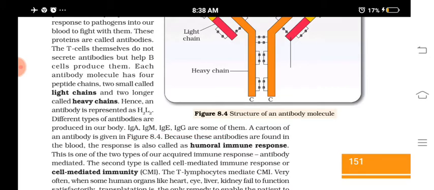Then these antibodies, as they are found in the blood, the response conferred by the antibodies is also known as what? Humoral immune response. So this is one kind of acquired immune response. What is that? Antibody mediated. So the acquired immune response is of two types again. What are they? The antibody mediated, that is the immunity given by antibodies. This is also known as the humoral immune response. Why? Because these are found in the blood. Then another kind is what?